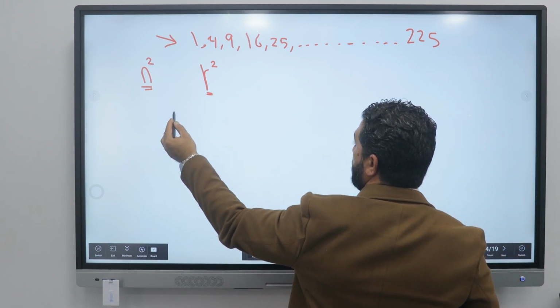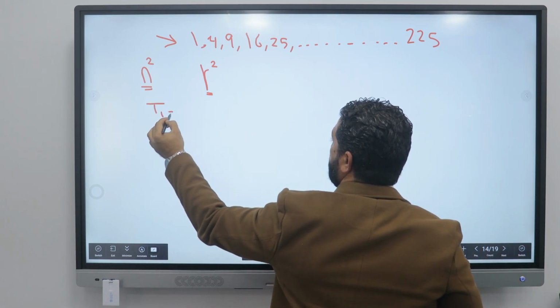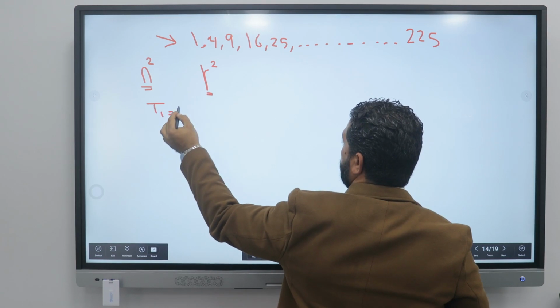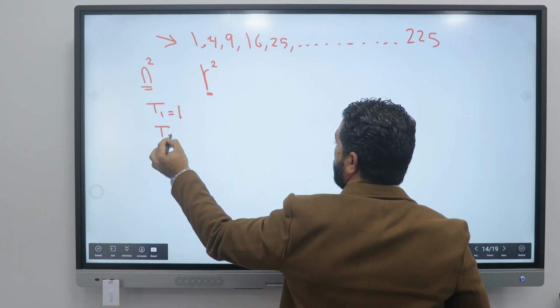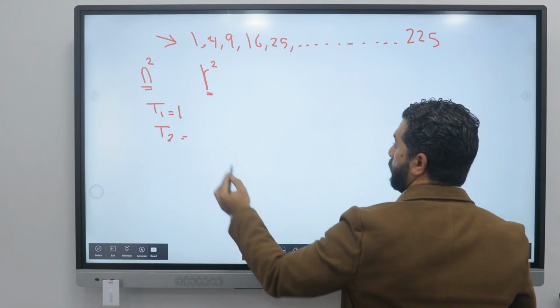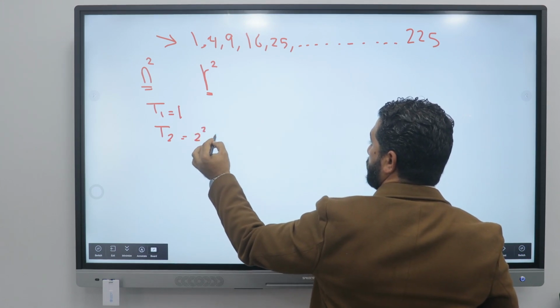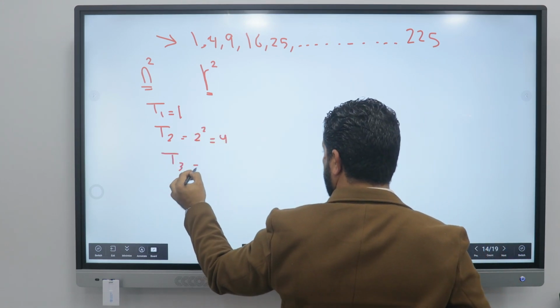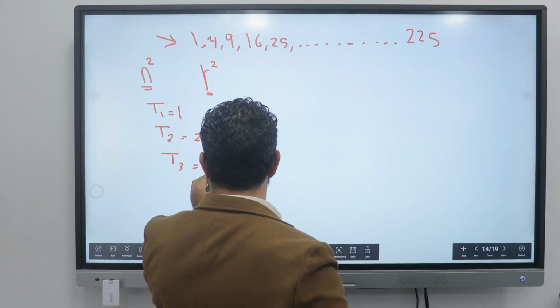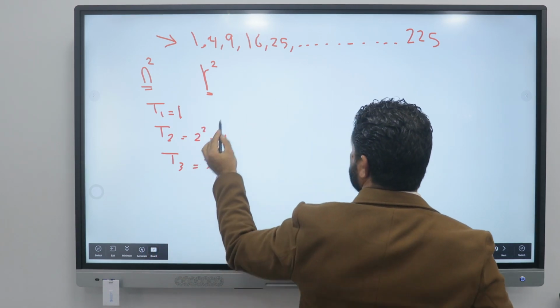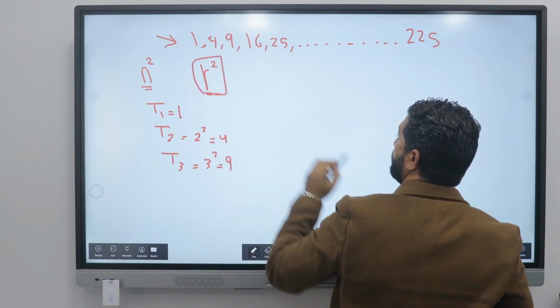So if you want to find the first term, T1, if you remember, it's n to the power of 2 or r to the power of 2. It's 1 to the power of 2, which is 1. What is T2 in this case? It's 2 to the power of 2, which is 4. What is T3? In this case, it's 3 to the power of 2, which is 9. So the sequence here is r to the power of 2.